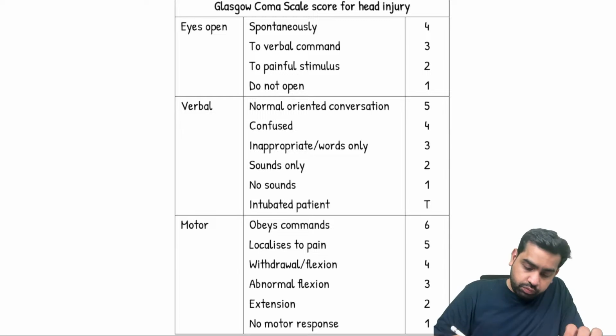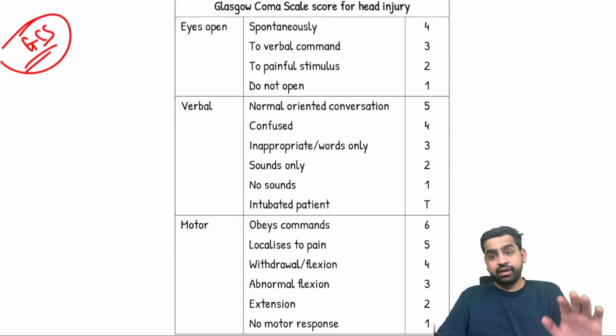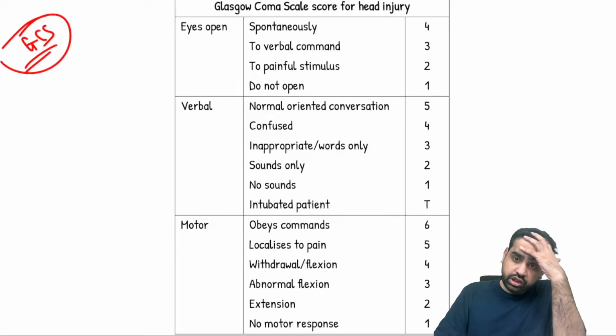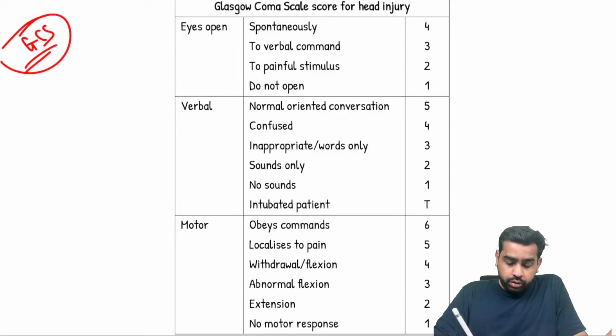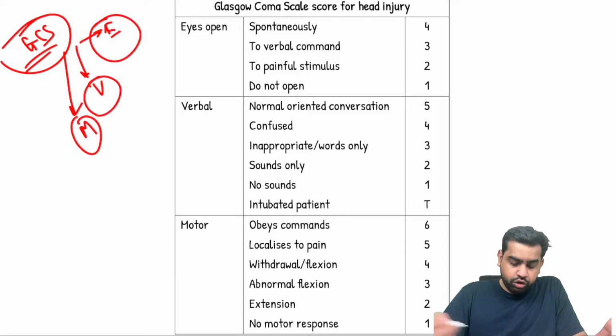So what is this? This is the GCS, the Glasgow Coma Scale. Very, very important. What is this GCS, or the Glasgow Coma Scale? Let's talk about this now. What you need to understand is that the GCS basically has three things: eye-opening response, verbal response, and motor response. These are the three things you have in this.